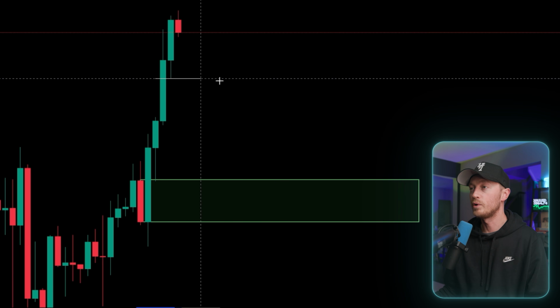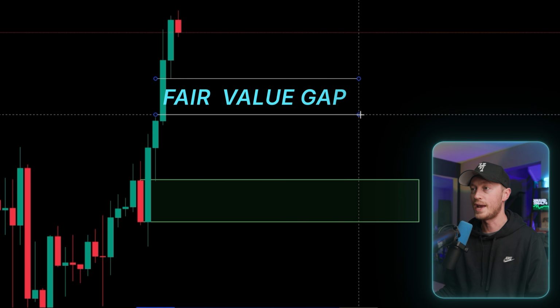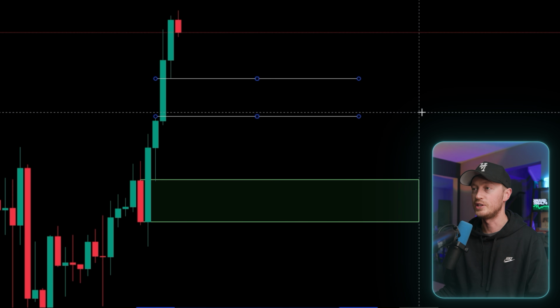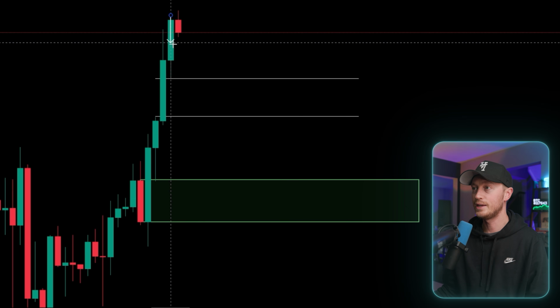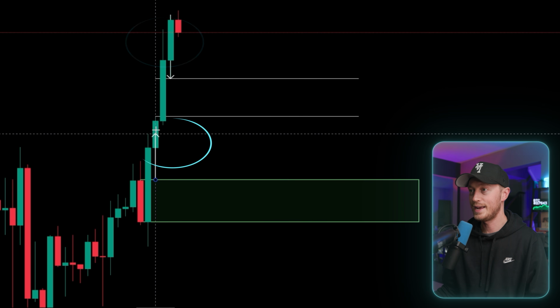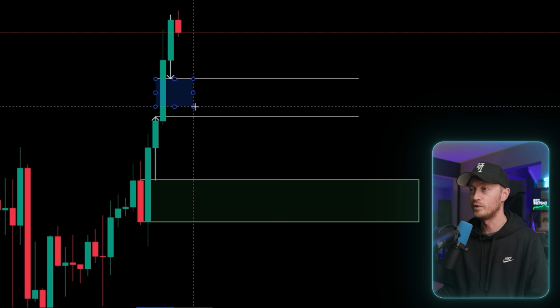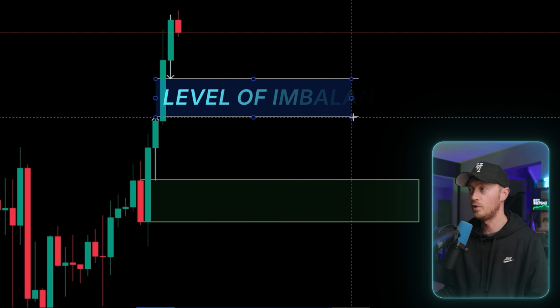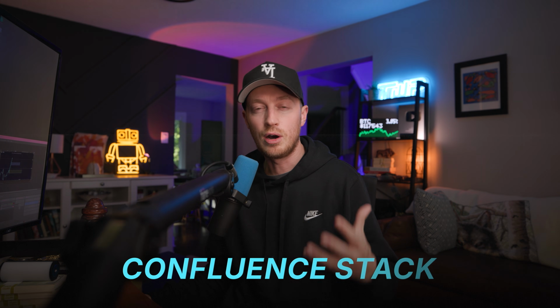The next thing we're looking for is a fair value gap, which is exactly what we get here. We're using this for trend confirmation and momentum. You can see this candle right here and this candle right here do not cover this candle, creating a level of imbalance. And the third thing we want to look for is a confluence stack.